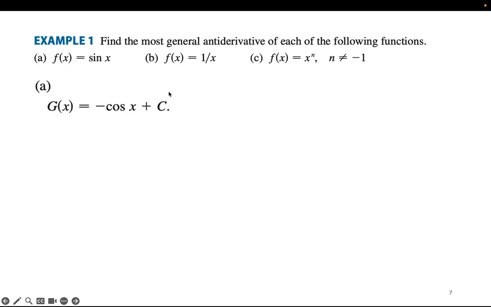Part B is a bit tricky. It turns out that the most general one is actually ln of absolute value of x plus c. If you remember from the previous section, when I differentiate ln of x, I get 1 over x. But the most general one is the one that has the absolute value of x. If I put in absolute value of x and differentiate it, I also get 1 over x. One way to check this is to graph it on the calculator and check that when I differentiate that general function, I get 1 over x. So that's the most general one.